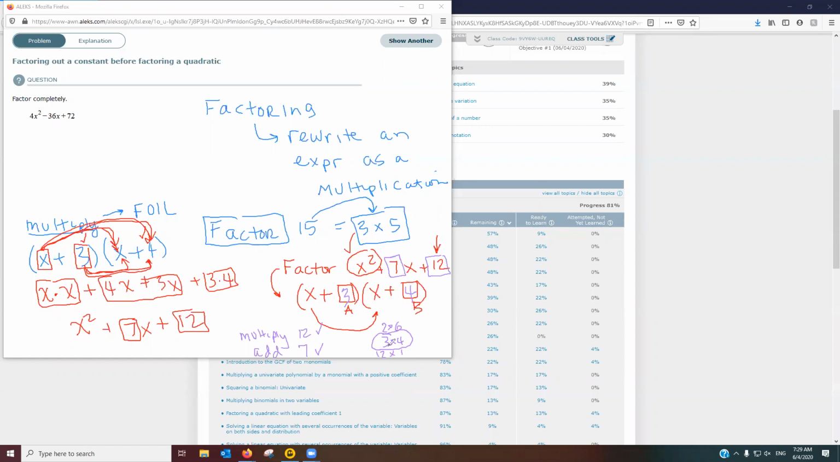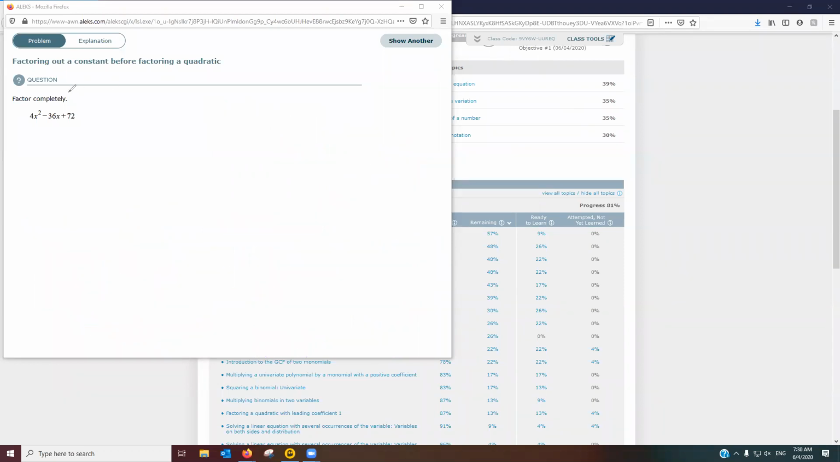Okay, so to do this factoring process, you really have to think about reversing the steps you used from this kind of a FOIL multiplication. All right, so with that, let's go to this example that says factor completely. And they're giving me this expression, 4x squared minus 36x plus 7. Well, it turns out that the first step in factoring is to always check for what's called a greatest common factor.